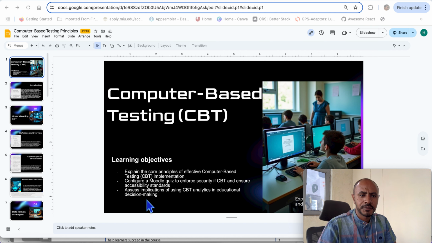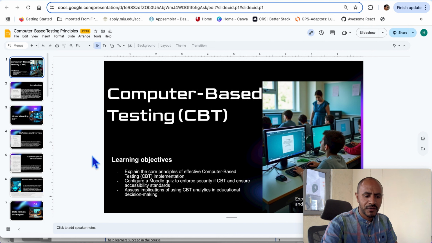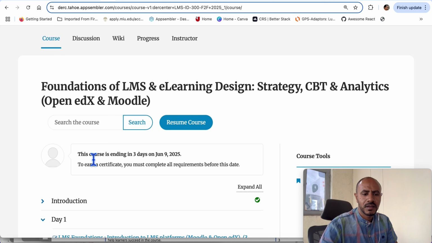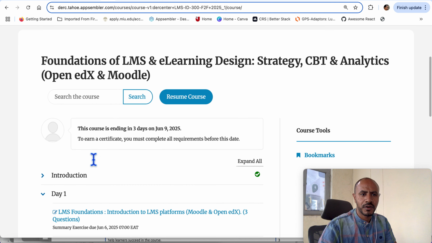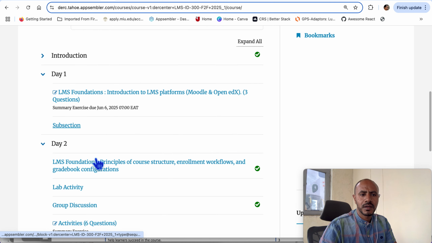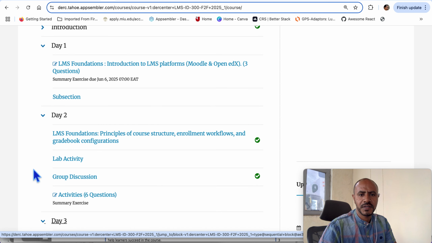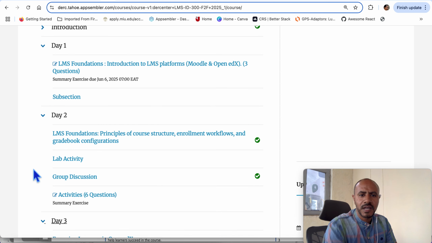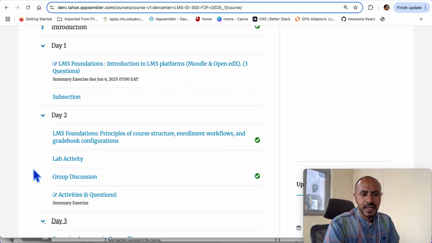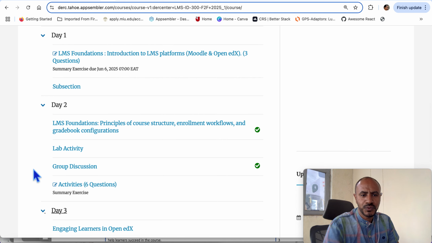So far, we have covered, I believe, 3 main sections of our training. At section 1, we covered LMS technologies and mainly OpenEDX, its capabilities, its features. At section 2, we conducted a few more exercises, lab activities, and group discussions.